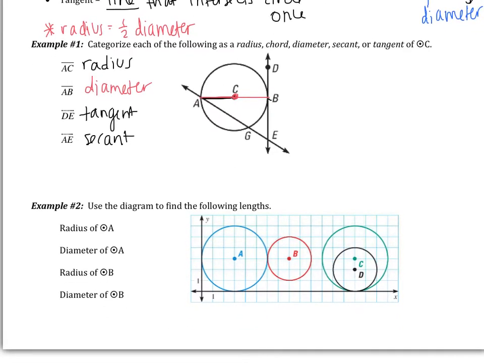We are asked to find a radius and a diameter of 2 different circles. I'm going to do the first circle with you, you're going to do the next one. So the radius of circle A, radius, remember, is center to outside. So here is going to be 1 radius. That's 3 units long. If the radius is 3, the diameter has to be 6 units long, because it's double.